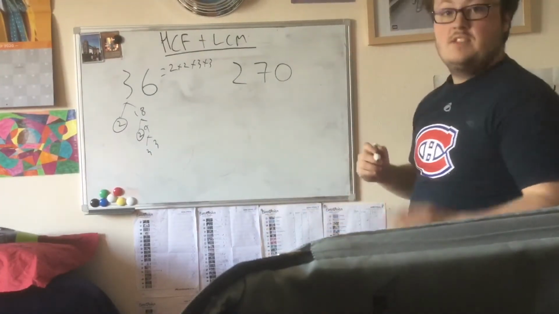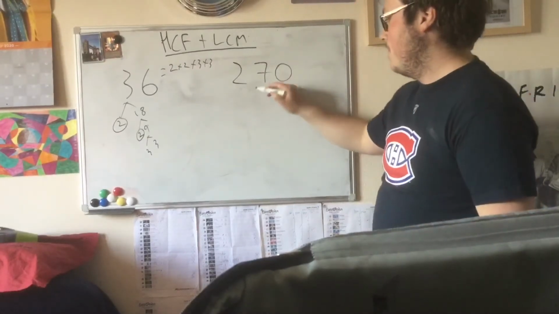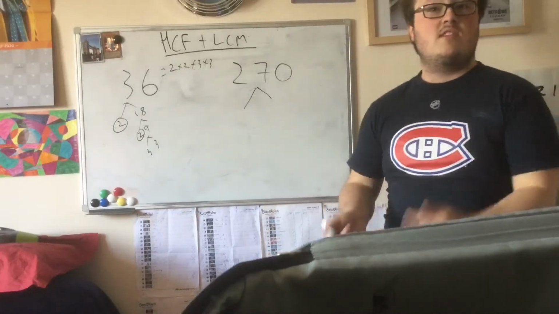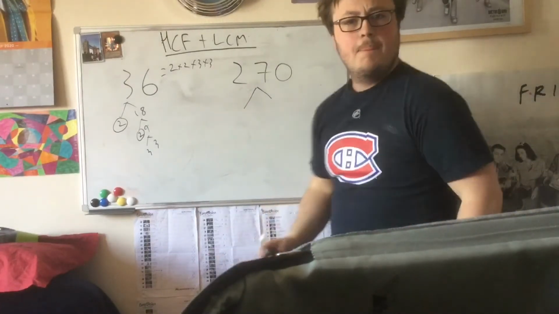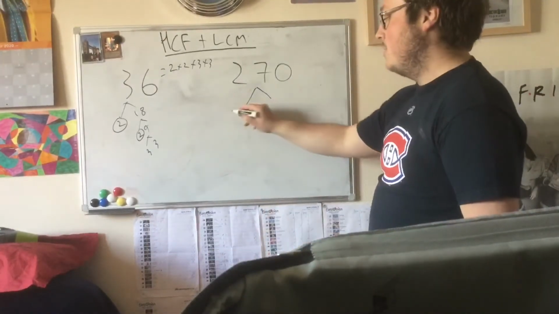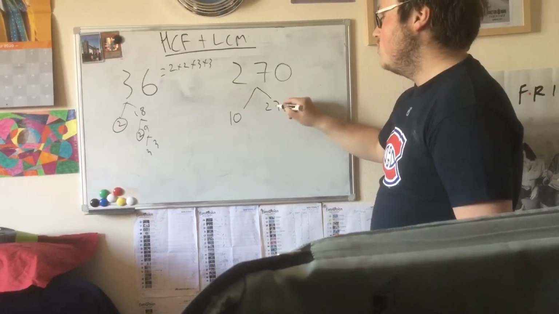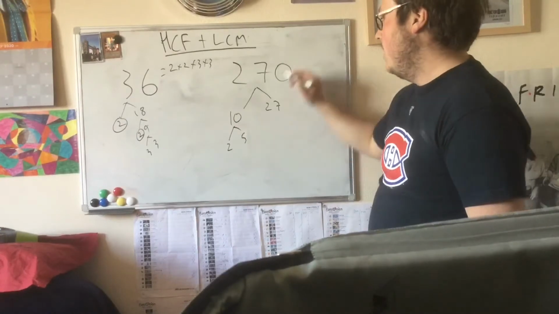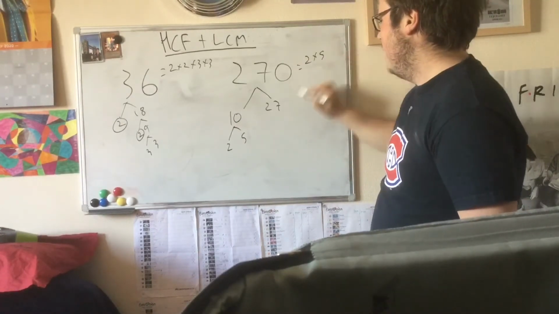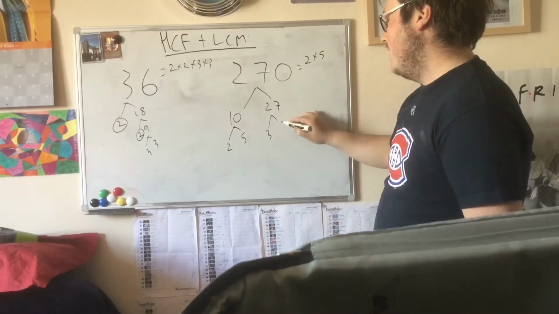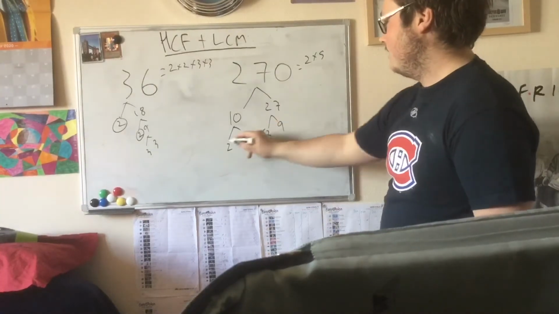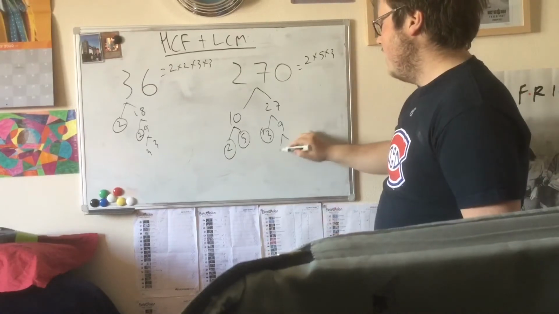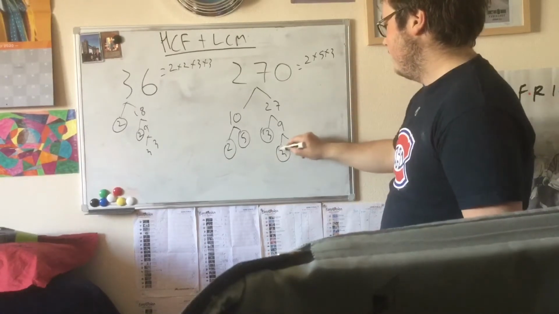Now 270. This one may be a bit more difficult, because I could split it by 2 and such, but that's quite a big number. So I'm actually going to do it because it's got a 0. I'm going to do 10 and 27. We split that 10 into a 2 and a 5, and the 27 into a 3 and a 9. So I'll circle those. I forgot to. And then split that 9 into 2 more 3s.